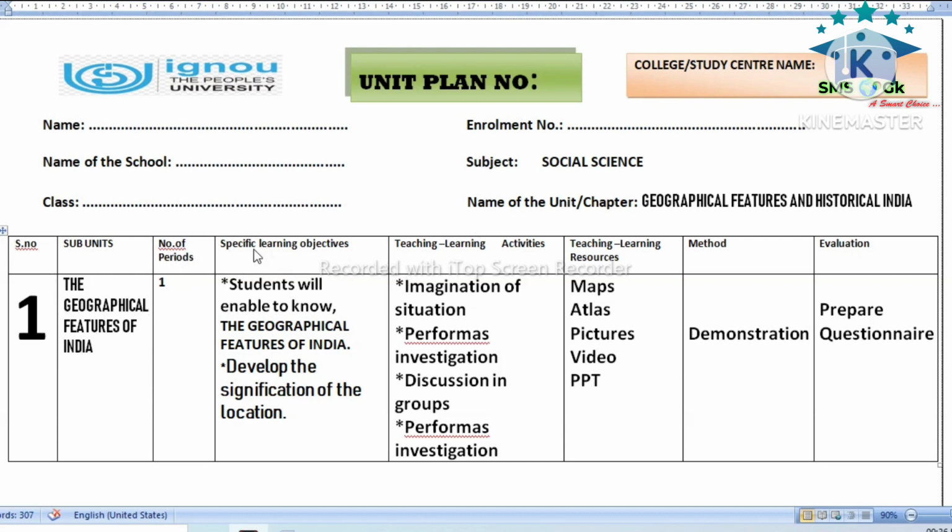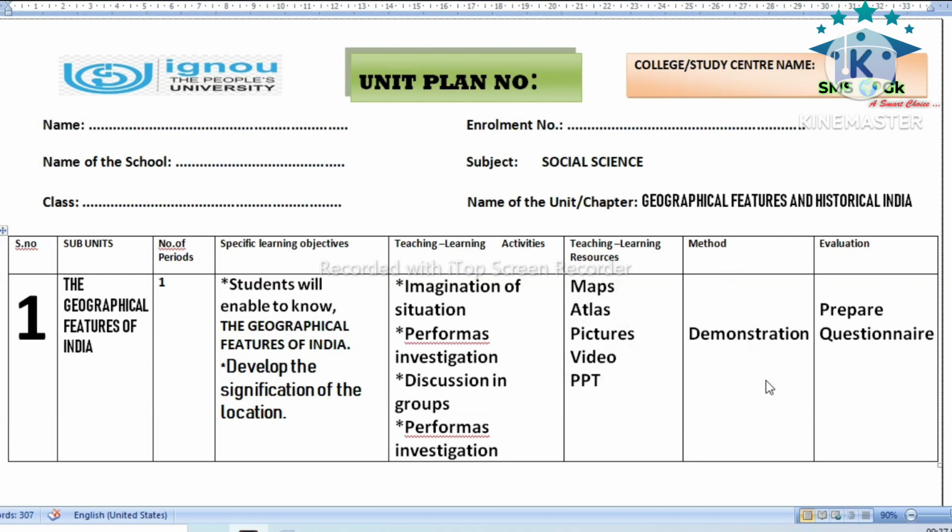I took one period for this topic, and my specific learning objectives are: students will be able to know the geographical features of India, and develop the significance of the location. Next, teaching learning activities are imagination of situation, performing investigation, and discussion in groups. Next, my teaching learning resources, that means TLM, are maps, atlas, pictures, video, PPT. You can use all or some also.